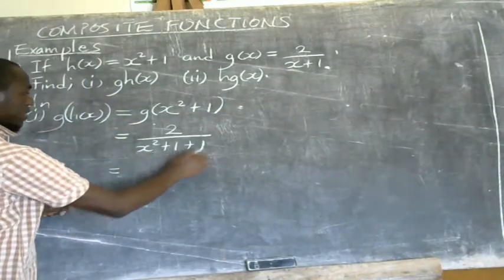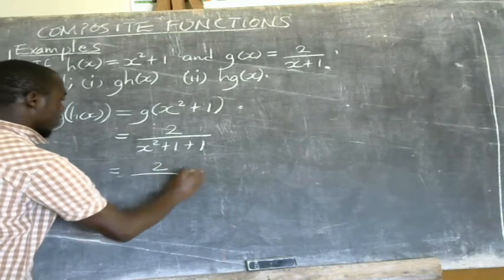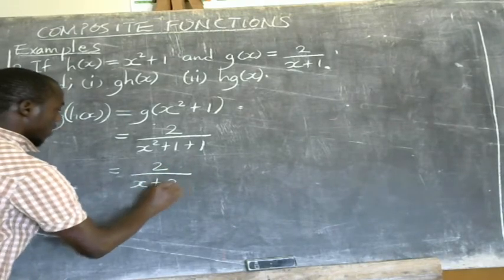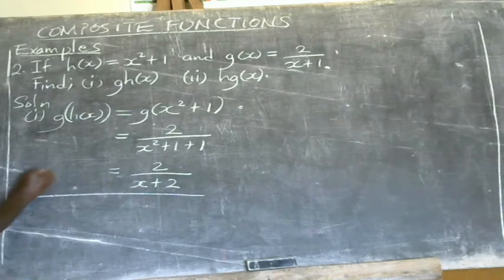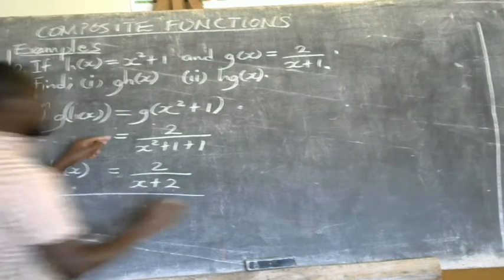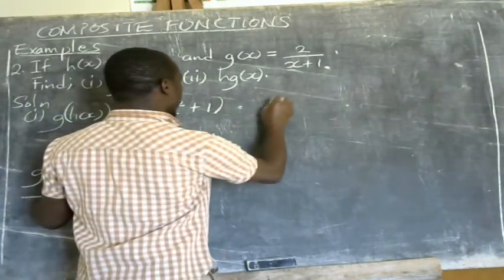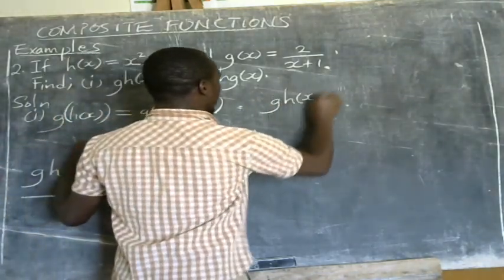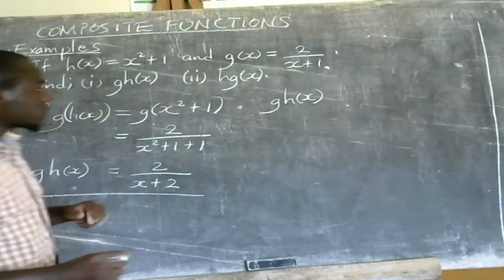So when I add these like terms, this is going to be 2 all over x squared plus 2, and this gives me the g of h of x. Sometimes some people like to use this if one wants to find that one there.